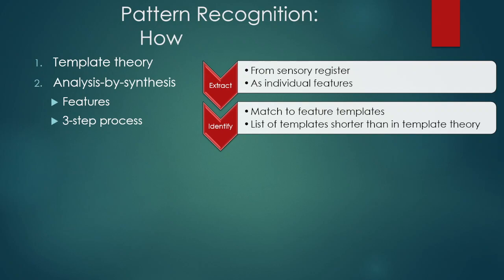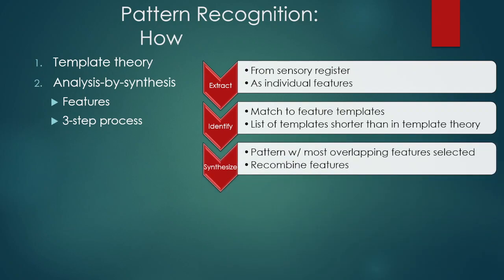This is going to produce a shorter list than if you had to have every single individual object represented as its own template. So this makes it a little bit faster. And then you ultimately synthesize these individual features into a particular object that you're recognizing. And the thing that has the most overlapping features is probably what this object is. So if it has a lot of things that come together and have a lot of overlap with a dog, you're probably going to identify that object as a dog.